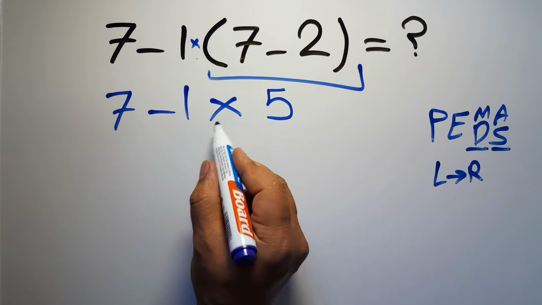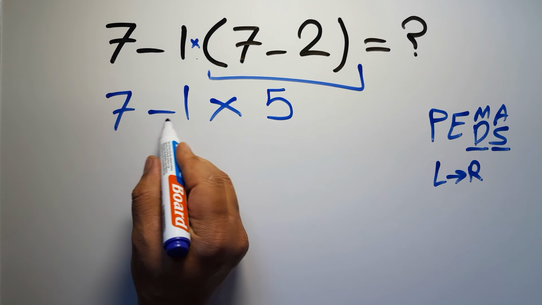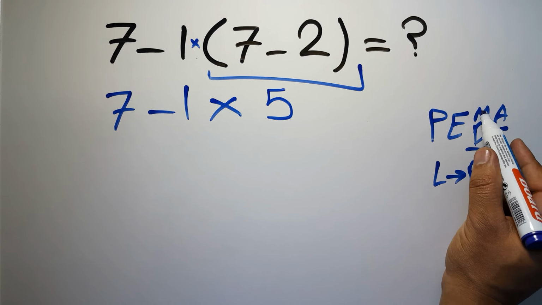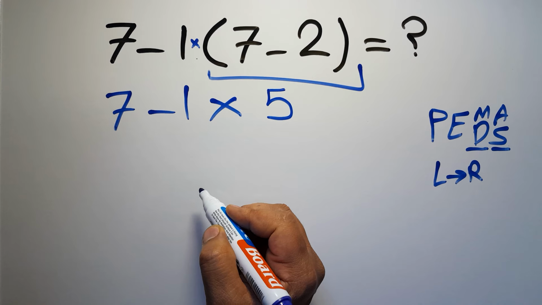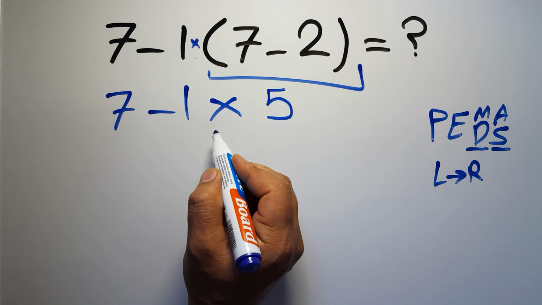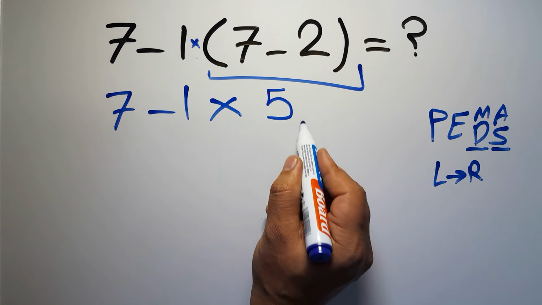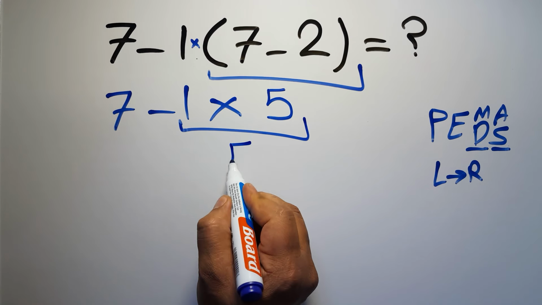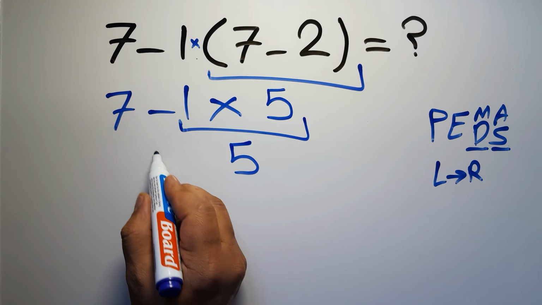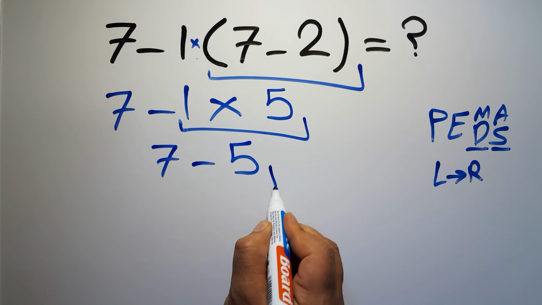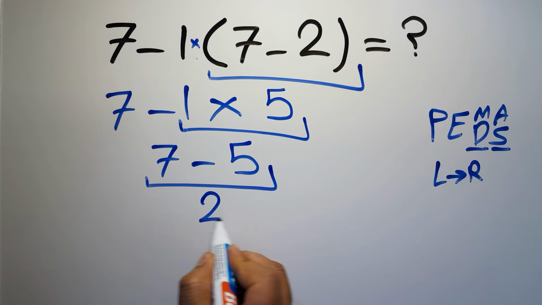According to the PEMDAS, multiplication has higher priority than subtraction, because multiplication comes before subtraction. So here first we have to do this multiplication. 1 times 5 equals 5. So 7 minus 5, which equals 2.